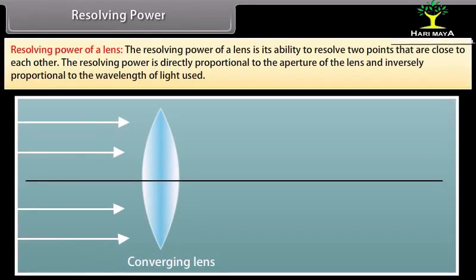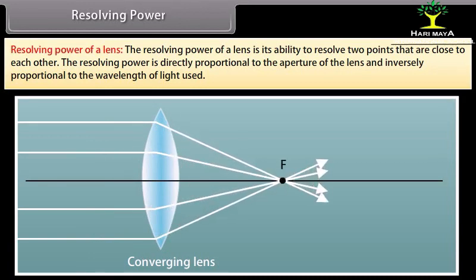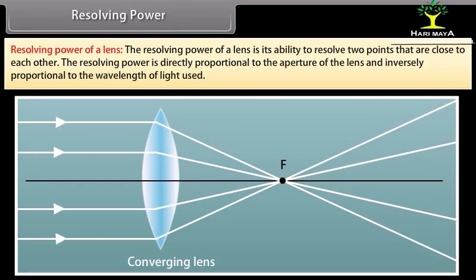Resolving power of a lens. The resolving power of a lens is its ability to resolve two points that are close to each other. The resolving power is directly proportional to the aperture of the lens and inversely proportional to the wavelength of light used.